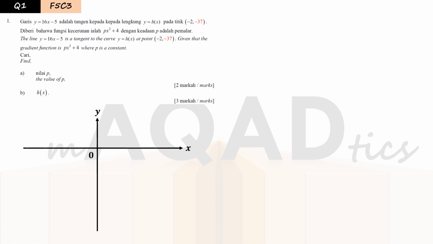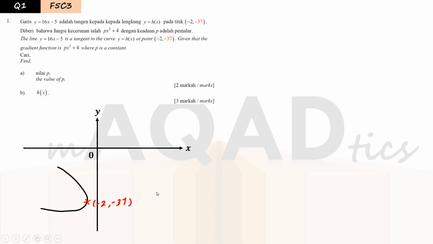First question coming from integration, and this is one of the questions that I've mentioned that it should provide us a graph. So that's why here I've drawn a graph to help us visualize it better. Here we are given a curve y equals h of x, and it has a point of -2, -37. We don't know the exact shape of the graph. It's okay, we just randomly draw a curve here and we plot the point here.